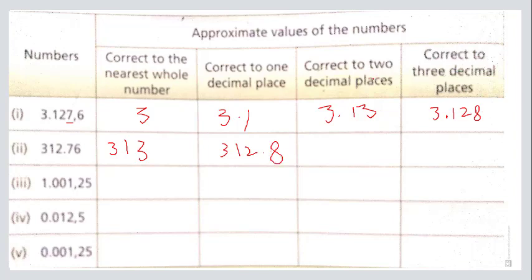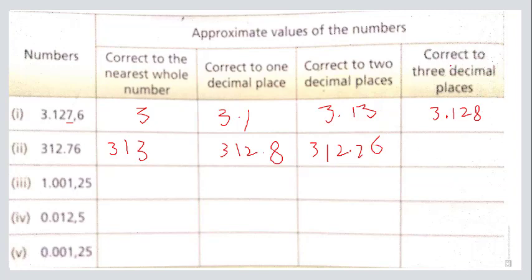Now correct to 2 decimal places. Now the 7 is the first decimal place, 6 is the second decimal place. So we will round off to this 6. So after this 6 there is no digit, which means 6 remains 6. So you will just write 312.76.